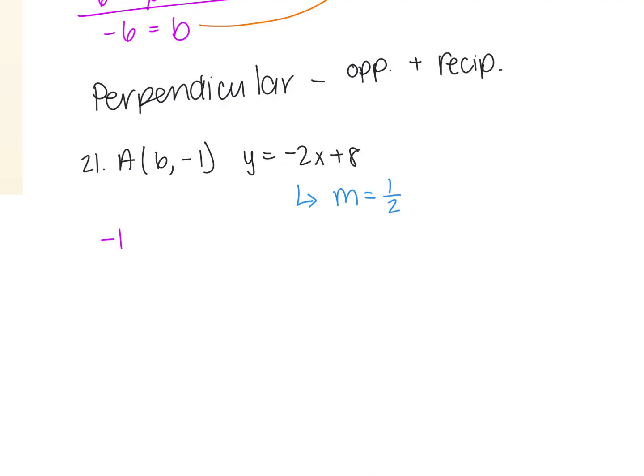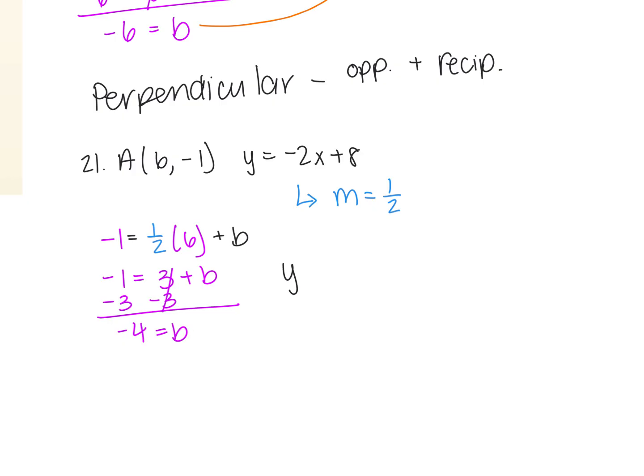So I have negative 1 equals 1/2 times 6, and then I'm solving for b. So solving it, I'm going to have negative 1 equals 3 plus b. Subtract 3 from both sides. Negative 4 equals b. And then all I have to do is plug everything into my new equation. y equals 1/2 x minus 4. Again, where am I getting this from? This is where I got my 1/2 from. And this is where I got my negative 4 from. And then I would have my answer. Going ahead and doing 22.